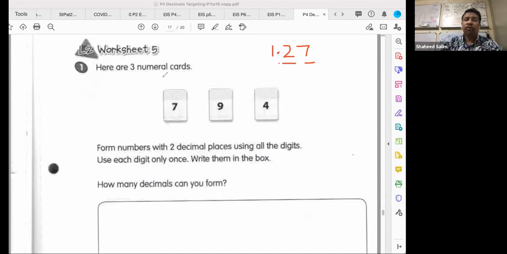How many can you form? And what are the numbers? Okay, well done, Izzat. You have 2 numbers. Can you form one more? Or maybe you can form many more. I think you might be able to form 6.